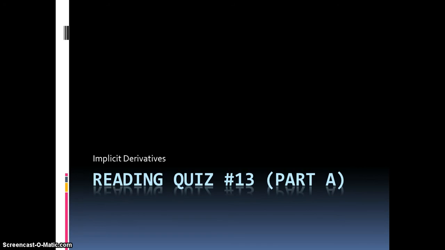Okay, we've seen a couple of rules for finding derivatives of common functions and of different types of operations we could do to those functions. So now we take a look at a different type of derivative, which is called the implicit derivative. So this is the first part of reading quiz number 13. There will be a second video later.